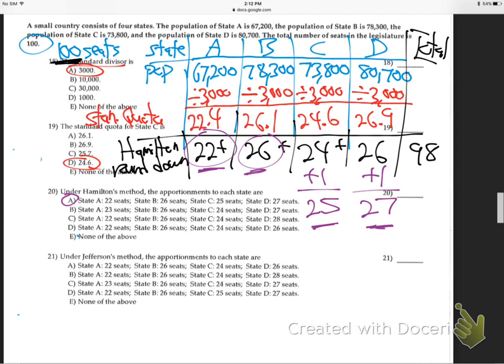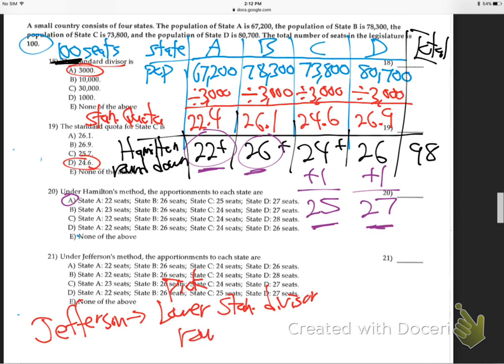Now we've got to do the bad ones. So now we've got to do Jefferson. If you've got that copied down, I'm going to erase and do the Jefferson thing. So remember for Jefferson, I'll write some notes down here. Jefferson's the downer, right? You pick a lower standard divisor and round down.